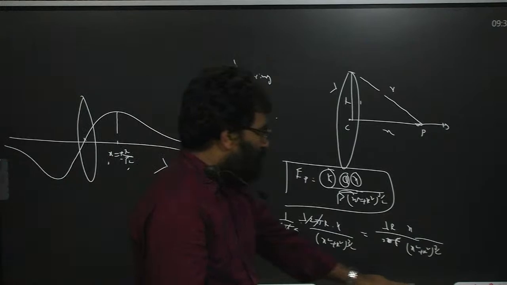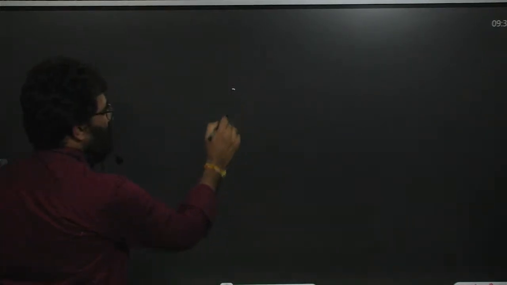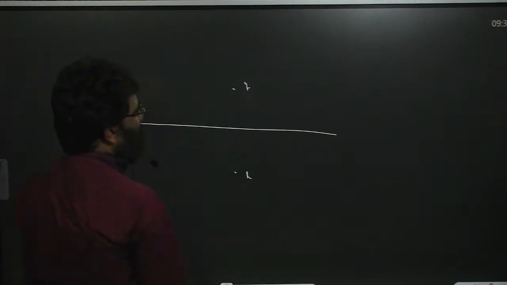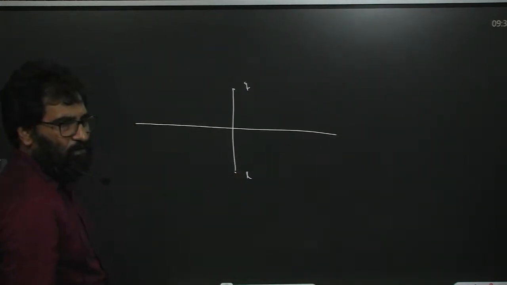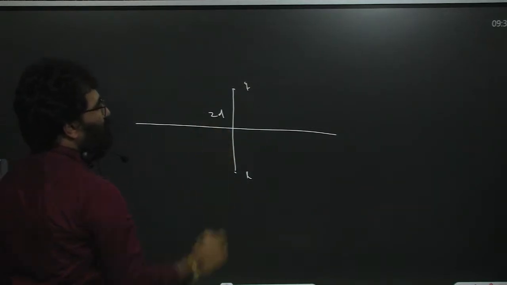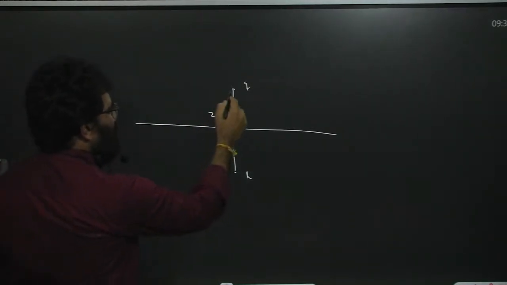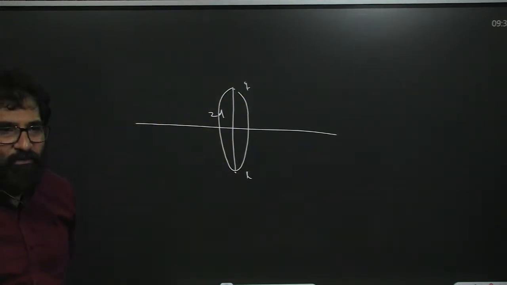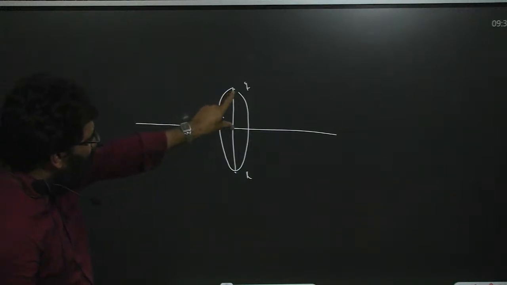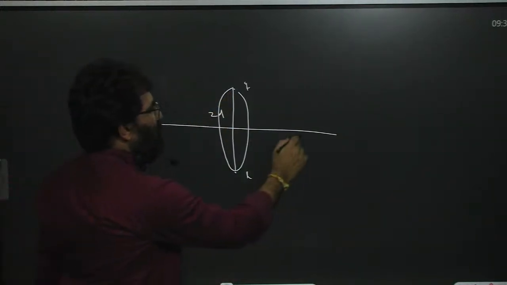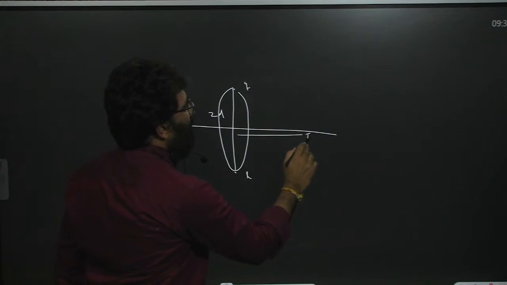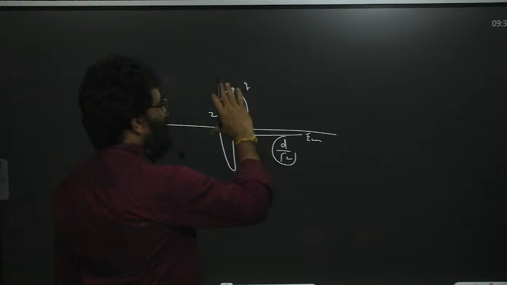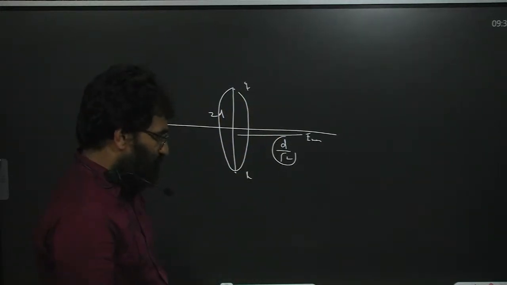Now take two charges, Q and Q, separated. Where will you get maximum field along the axis? Say the distance between them is 2d. Assume these two charges are on a ring. Due to a ring, where do you get maximum? At R by root 2. So here R is d. So definitely here you will get maximum field. So E max is at d by root 2. Like that you will get.